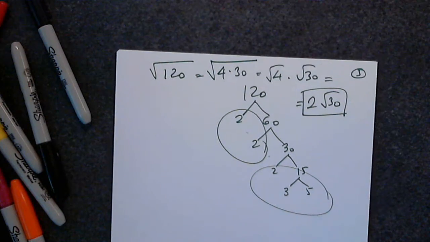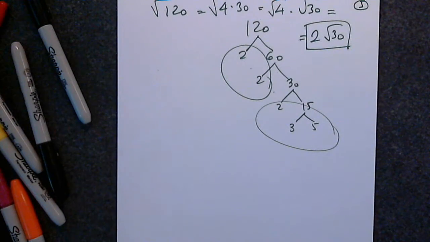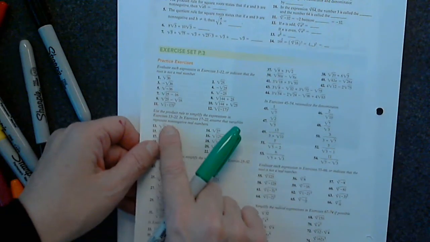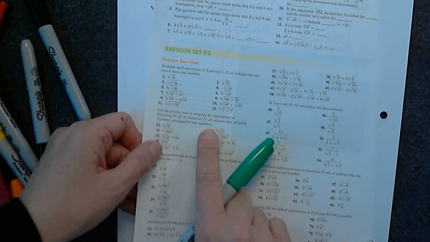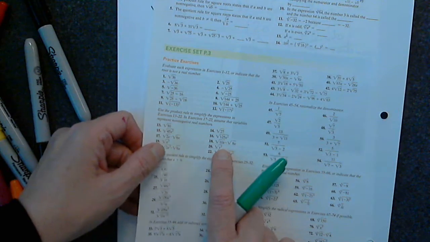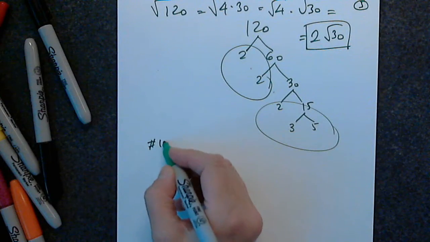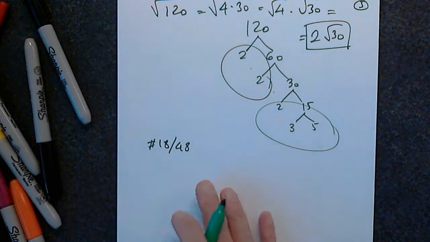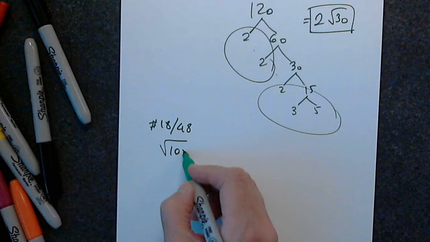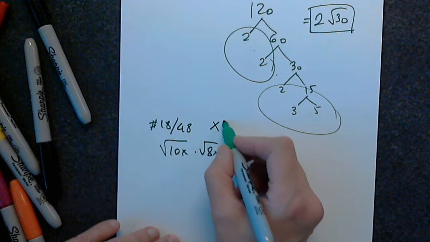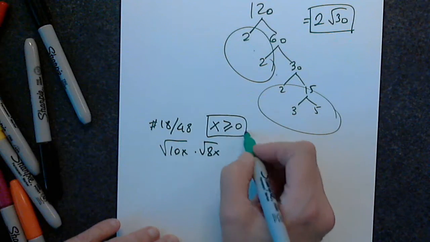Okay, so let's refresh our memory on how to multiply. Assume that variables represent non-negative real numbers, so I don't need to use the absolute value. It says this in exercise 18 on page 48: the square root of 10x times the square root of 8x. They're telling us x is greater than or equal to 0. This is given to us.